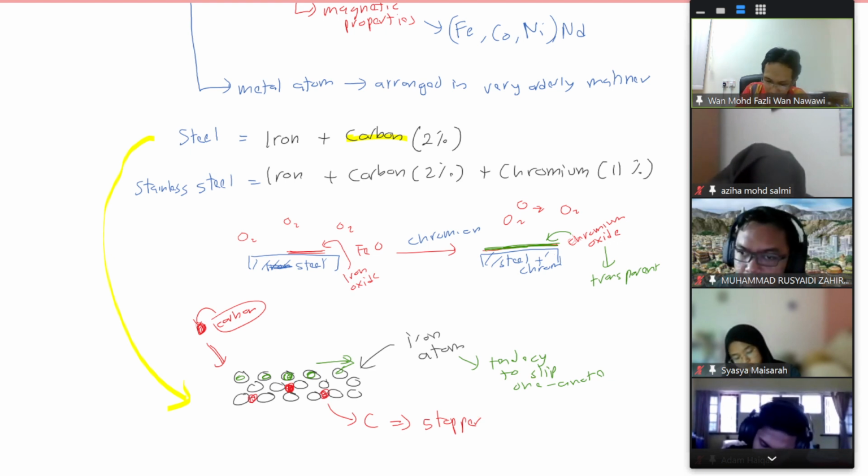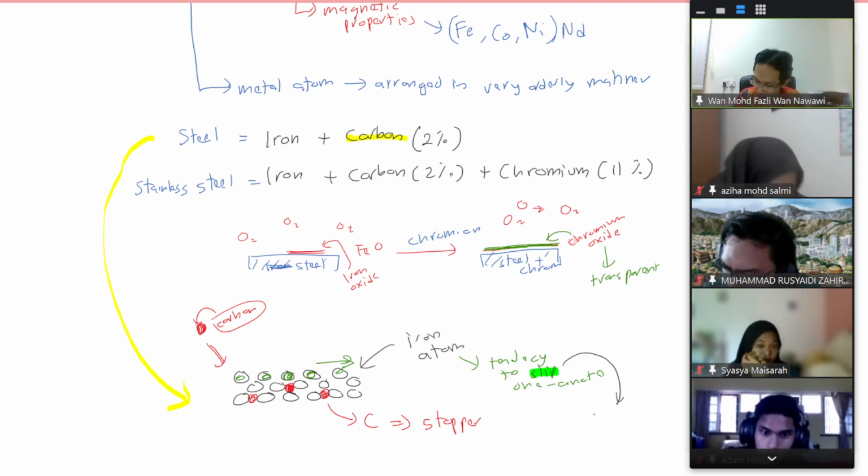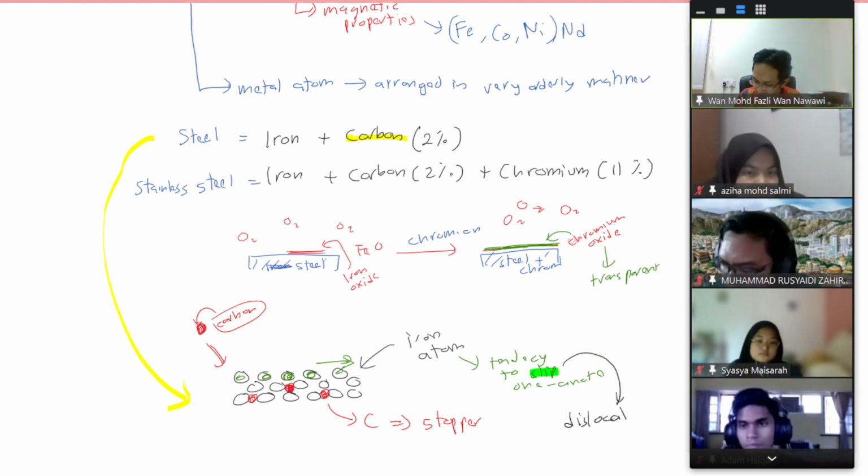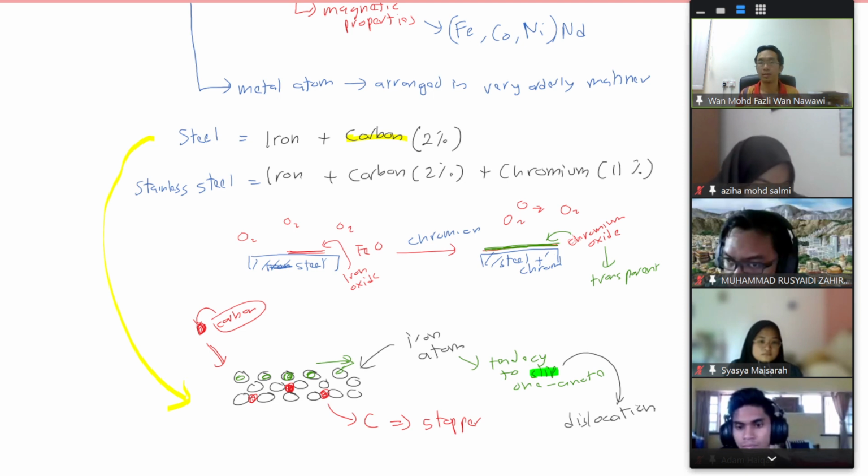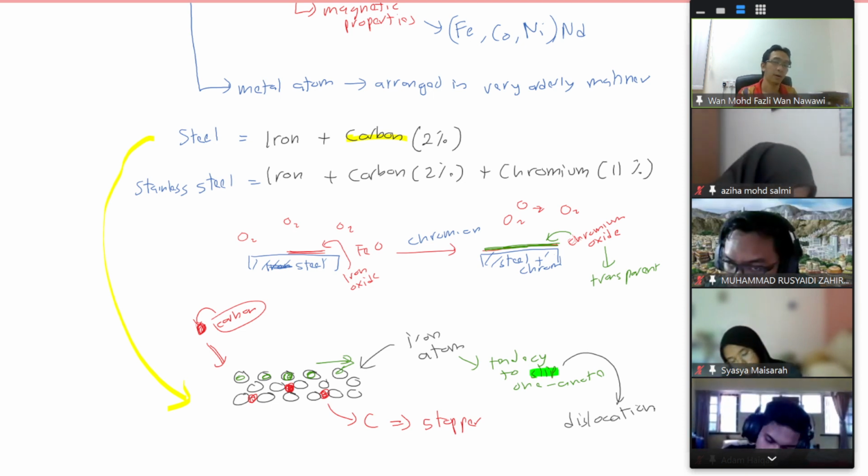So we call this slippage. They have a term for that. They call it dislocation of atoms. So that's the reason why they put carbon, in order to make it strong and stiff, and they put chromium in order to create this chromium oxide to make it stainless, not rusting and so on.